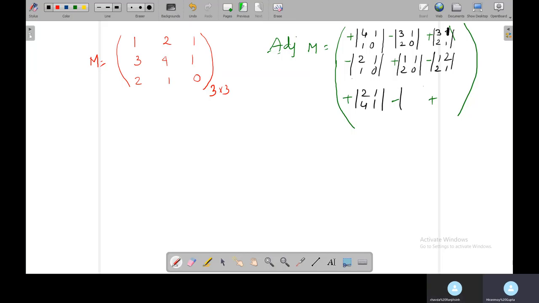Now the second value also you have to consider. The second value is this, so 1 1 3 1. And the last matrix is 0. That means the row, this is the column. So 1, 2, 3, 4. So we have to consider 1, 2, 3, 4.